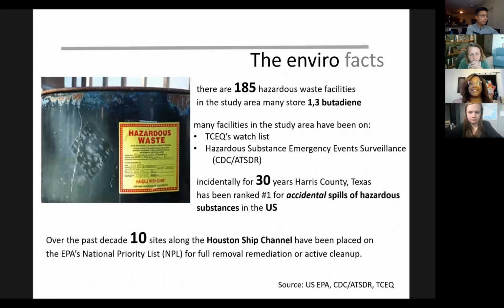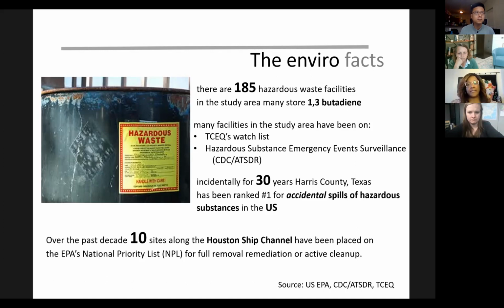In addition to the chemical plants, there are 185 hazardous waste facilities in the study area, most of which have the presence of 1,3-butadiene. 1,3-butadiene is a chemical made from the processing of petroleum. Acute exposure to the toxin can cause serious damage to the central nervous system, while long-term exposure and occupational exposures have been associated with an increased incidence of leukemia.